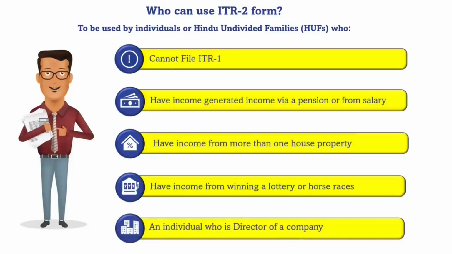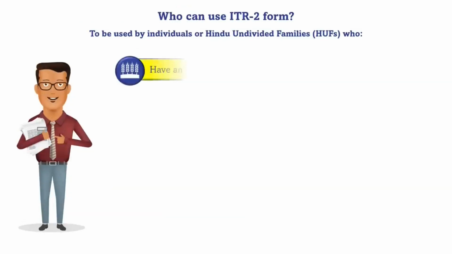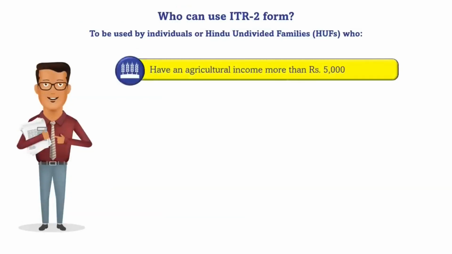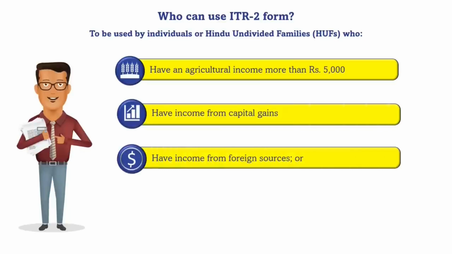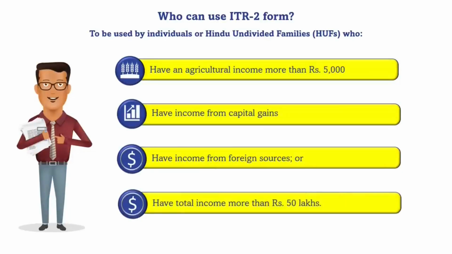An individual who is a director of a company is required to file Form ITR-2. Individuals and HUFs who have agricultural income more than Rs 5,000, having income from capital gains, income from foreign sources, or having total income more than Rs 50 lakhs are required to file ITR-2.